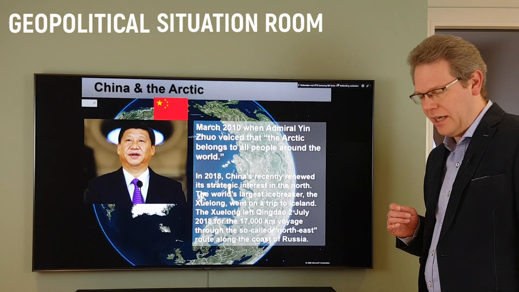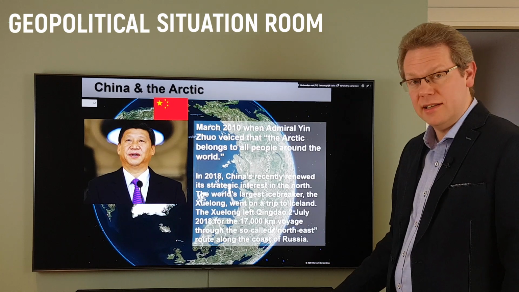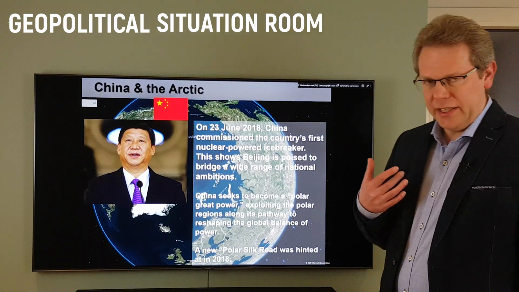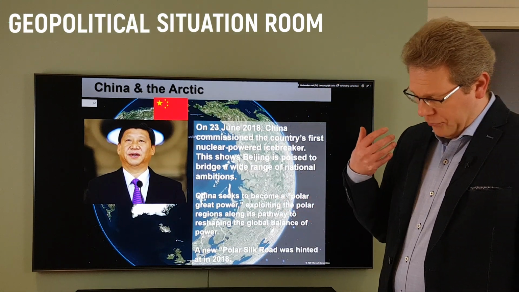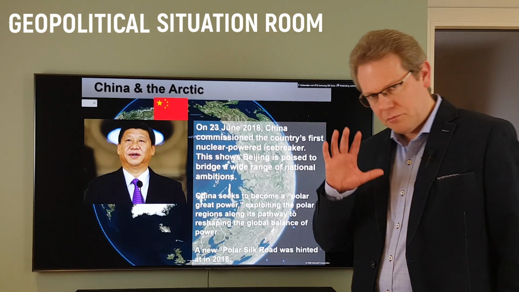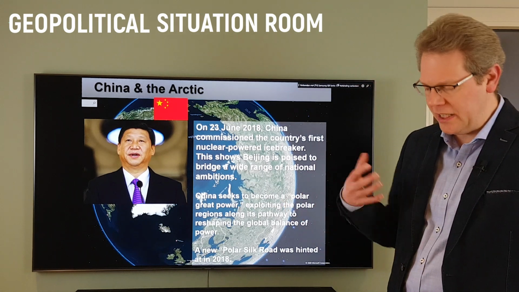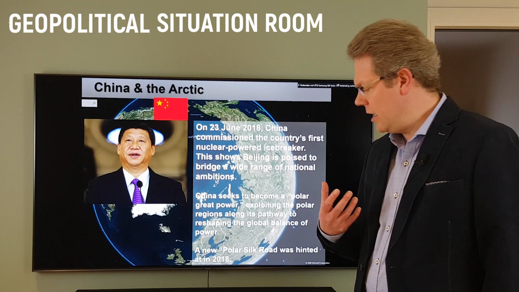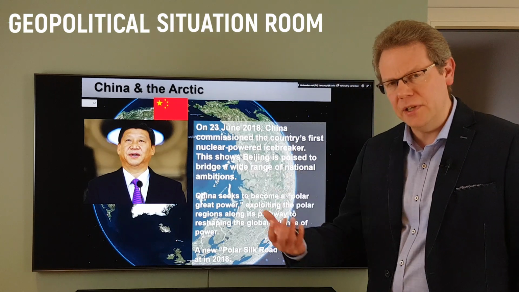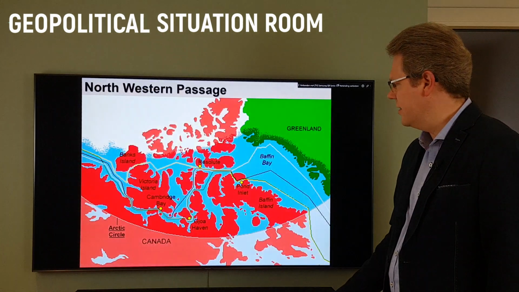"The Arctic belongs to all people around the world." And China also renewed its interest. It has sent ships to the region as recently as 2018. Moreover, China is commissioning new ships, nuclear powered ships, and they're talking about a so-called Polar Silk Road. So it is clear China wants a piece of the action, wants to be there. There's also an entity we call the Arctic Council, and in that Arctic Council, China would like to be an observer, would like to be very much interested in the region and take decisions.